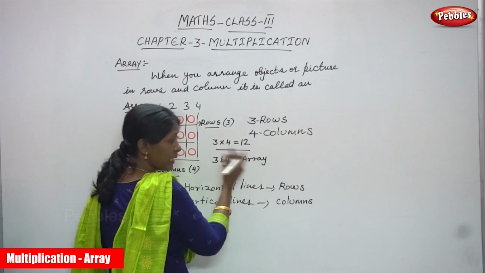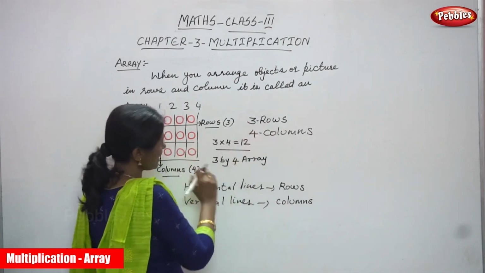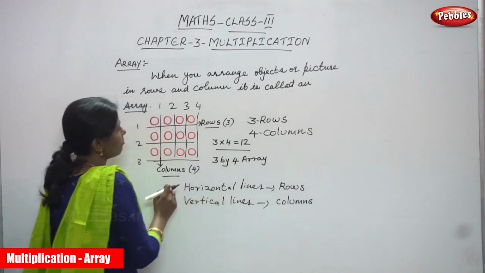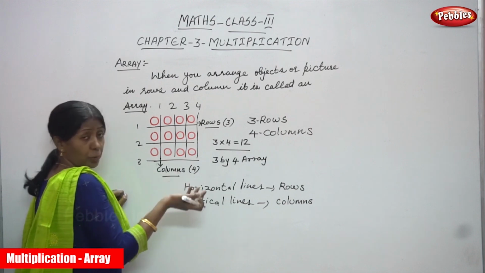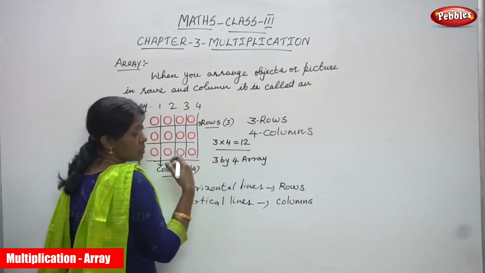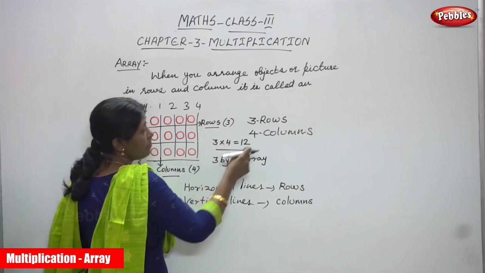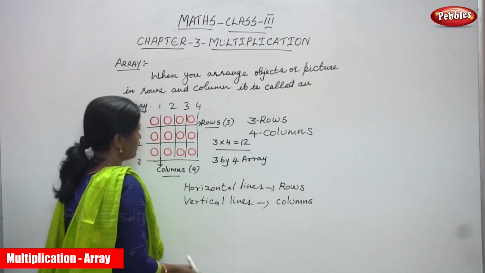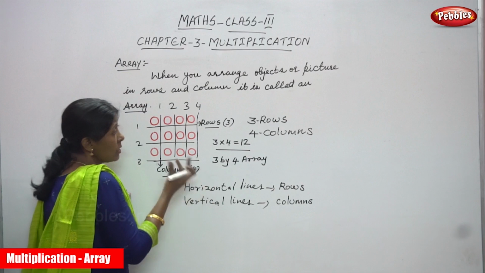So now you can multiply. That is 3 rows. The 3 rows are equal. So we have to multiply with each group. How many groups? That is 4 groups. Group means columns. So otherwise we can call it 4 groups, or 4 columns. So 1 group, 2 groups, 3 groups, 4 groups. That is called columns.